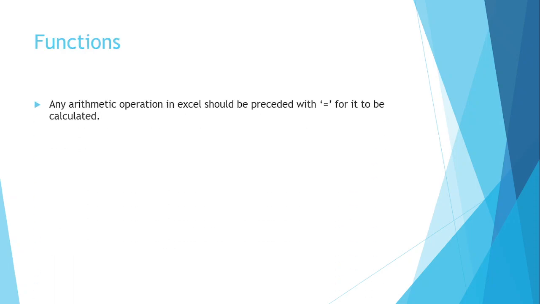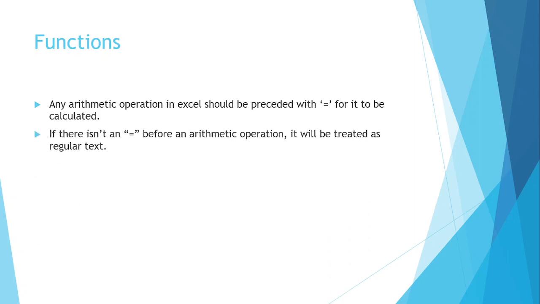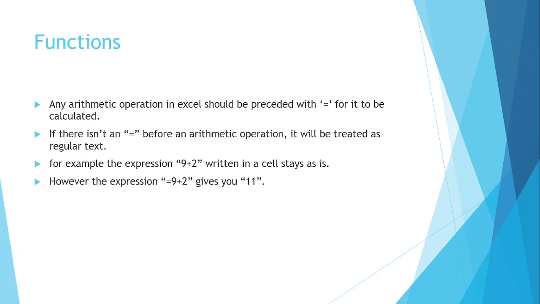Functions. Okay, any arithmetic operation in Excel should be preceded with an equal sign for it to be calculated. Simple. If there isn't an equal sign before an arithmetic operation, it will be treated as regular text. For example, the expression 9 plus 2 written in a cell stays as is, meaning it doesn't change to 11. It is not calculated, it is treated as simple text. However, the expression equals 9 plus 2 changes to 11.